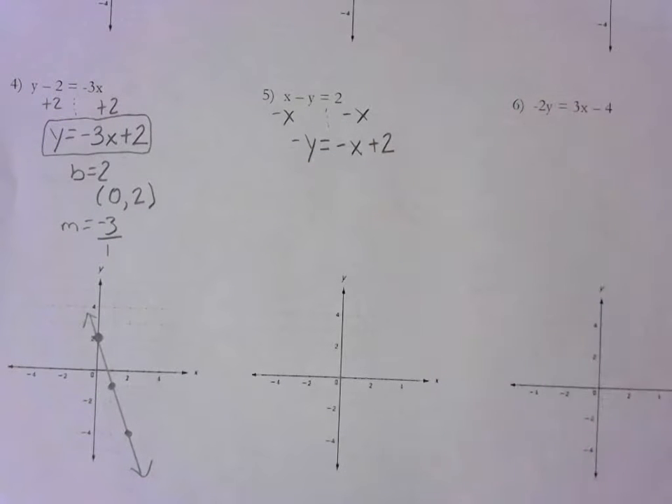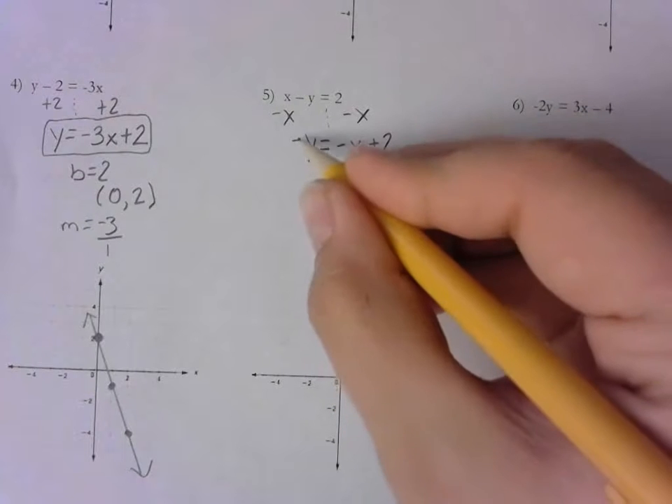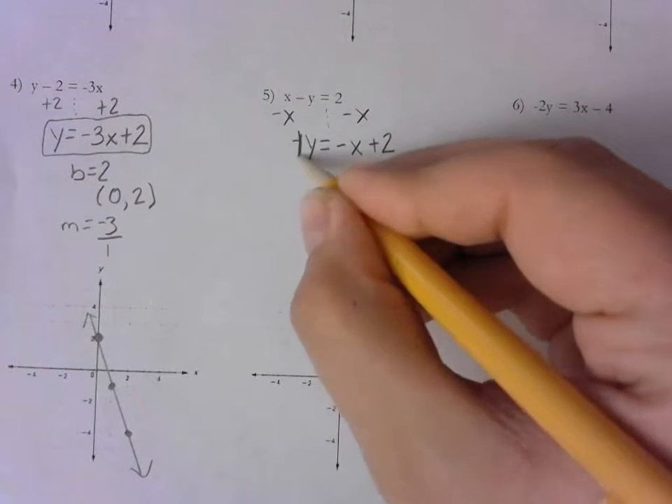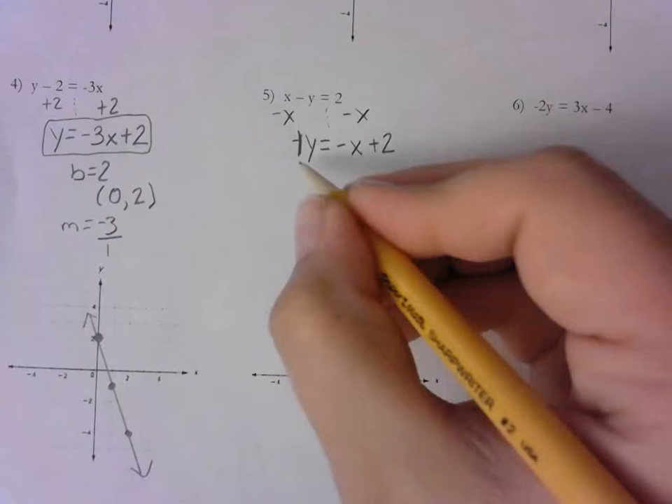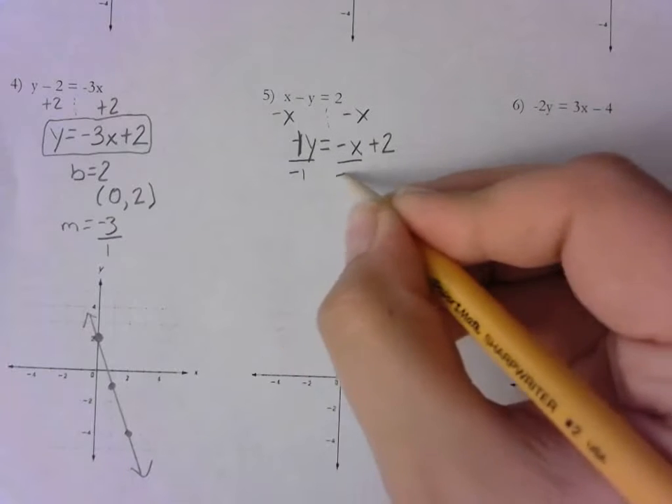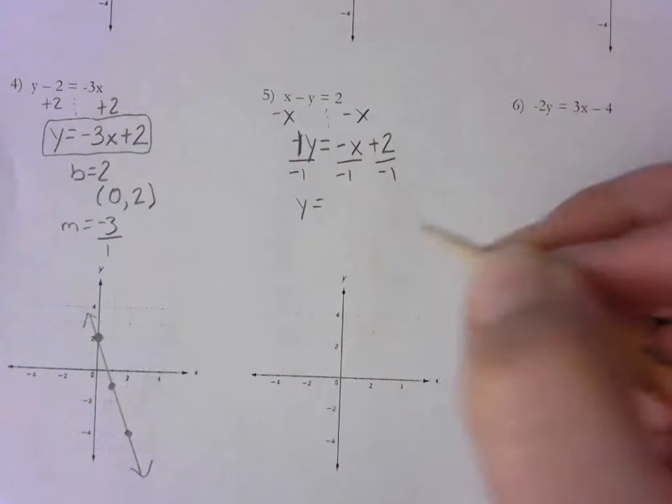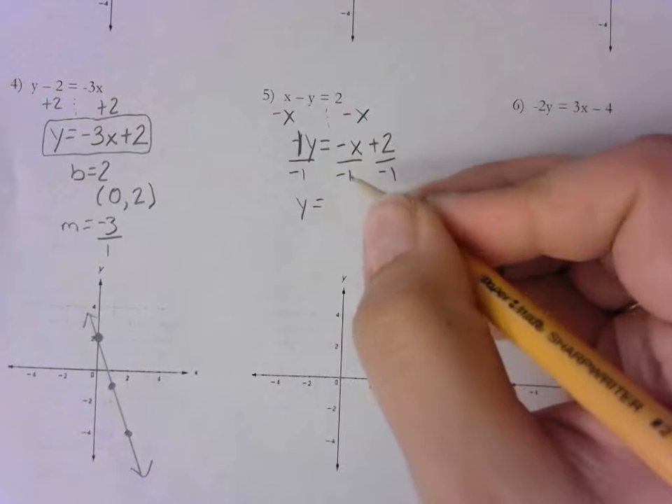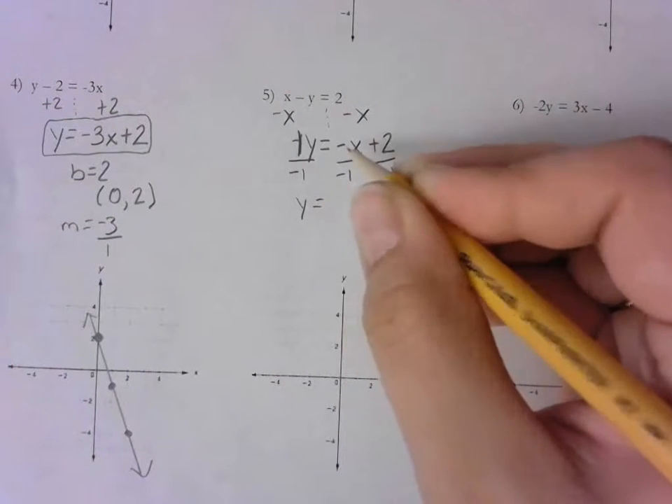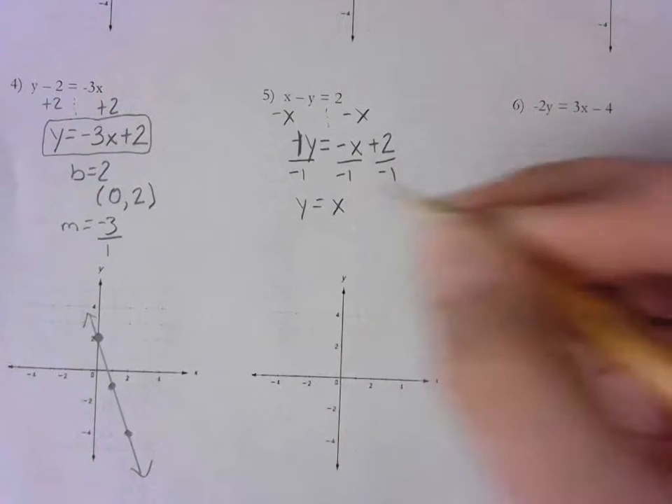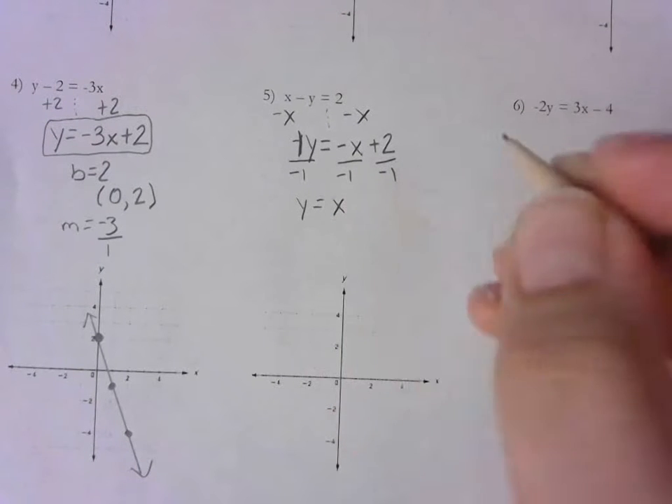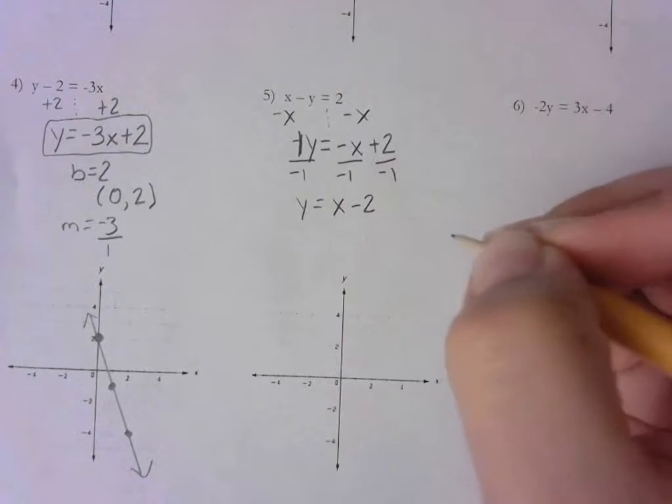It has to be positive y. So remember, negative y is the same as negative 1y. So let's divide everything by negative 1. On the left, that gives us y equals negative x divided by negative 1. Well, negative divided by negative is a positive, so we just have x. And 2 divided by negative 1 is negative 2.